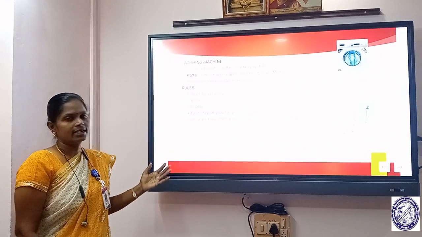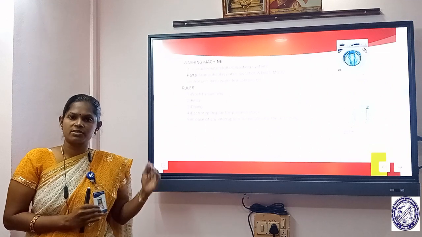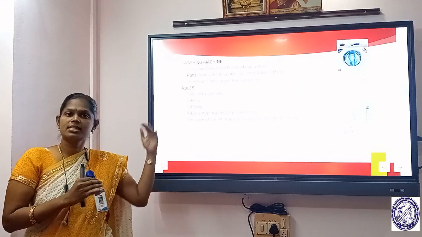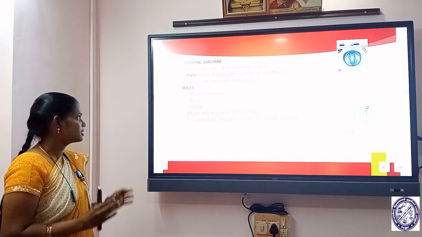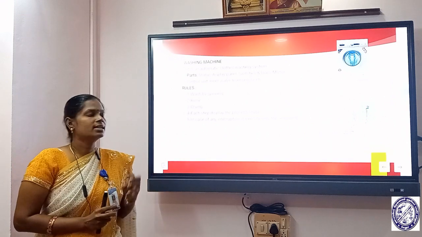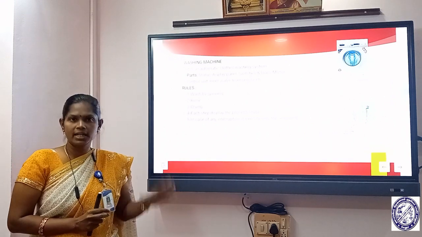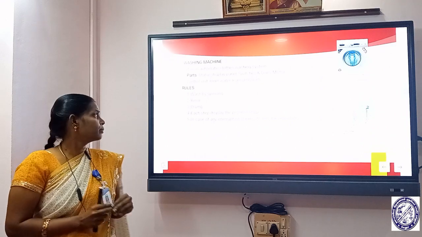So as I said earlier, the watch consists of specific rules. Like this, the washing machine consists of specific rules. Like this, each and every system is designed with rules only for that particular system. That is the embedded device.